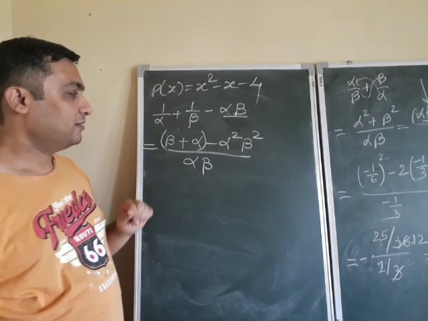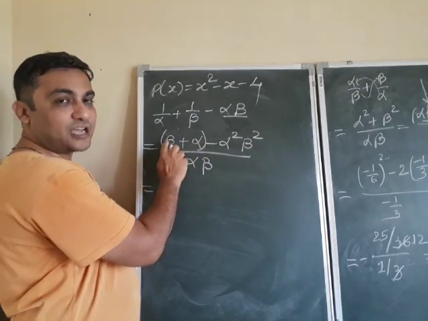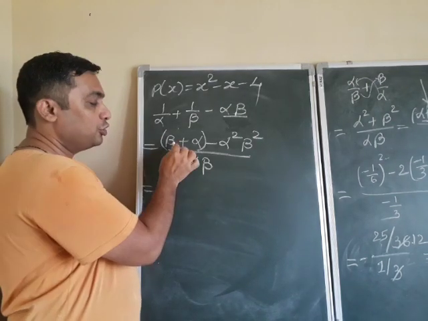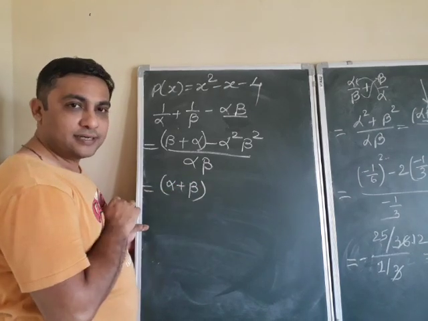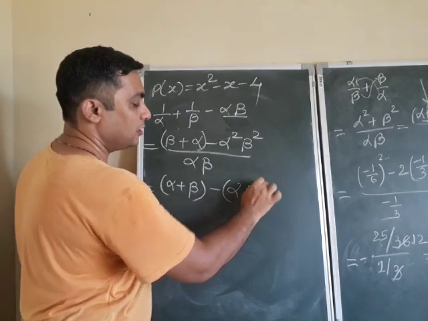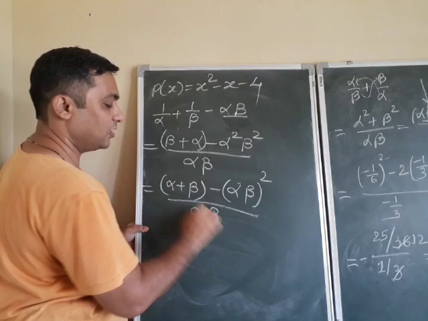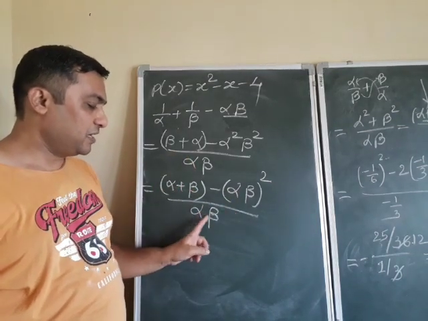Clear? Now see, this I can write. Now if you write beta plus alpha, 2 plus 3 or 3 plus 2, the commutative law is true in addition. So whether you write beta plus alpha or alpha plus beta, it's the same. Alpha square plus beta square you can write as alpha plus beta the whole square minus 2 alpha beta upon alpha beta. Now see, everything is in terms of alpha plus beta and alpha into beta.